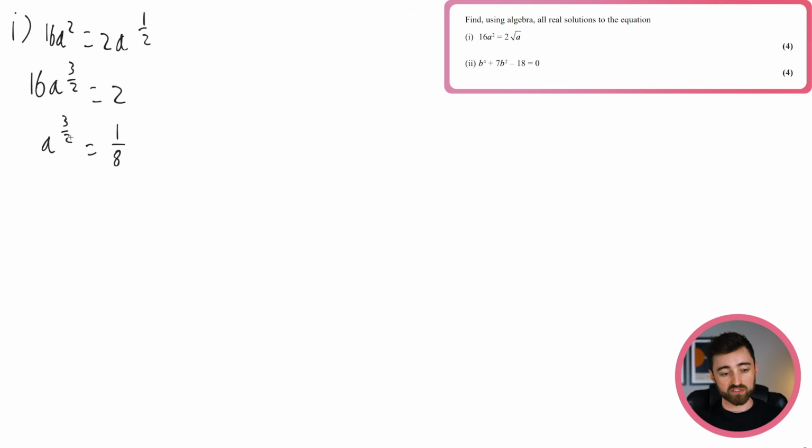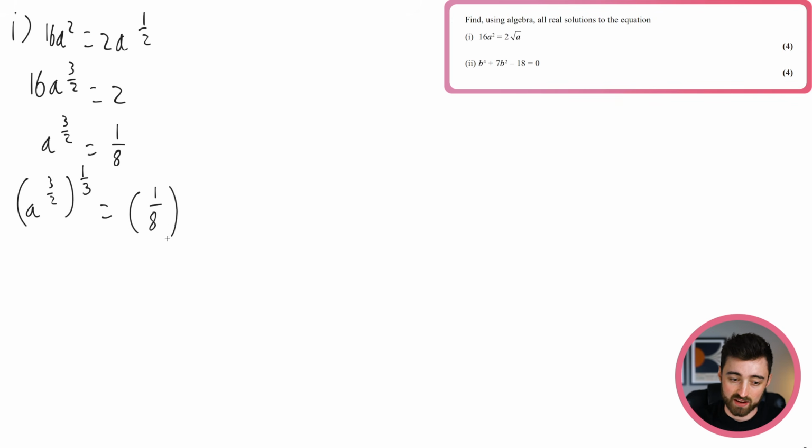Okay, so what you would generally do here is you would get rid of this. So if I was to, for example, do both sides to the power of a third here, I would get an 8 to the third here. A third is just a cube root though. So an 8th to the third is the cube root of 1/8, which is a half.